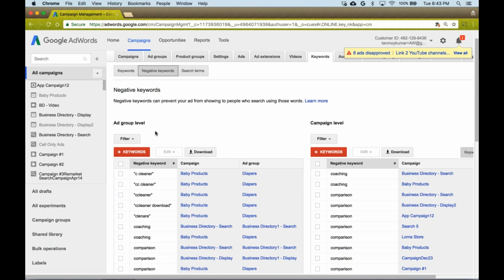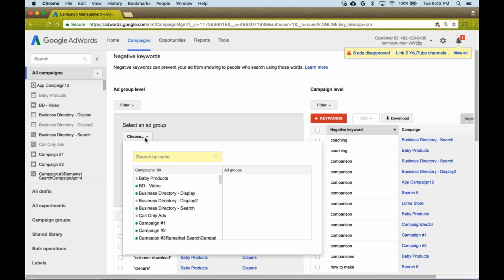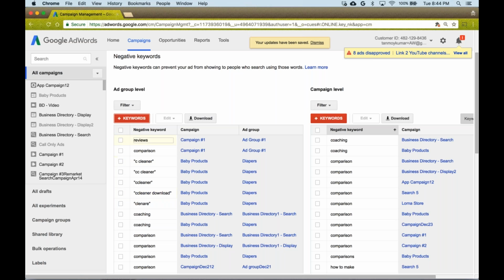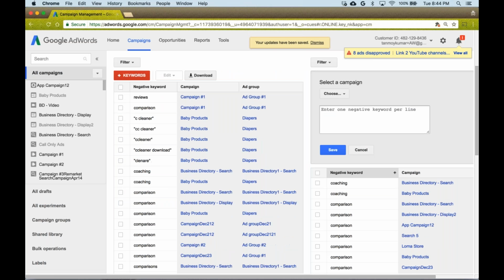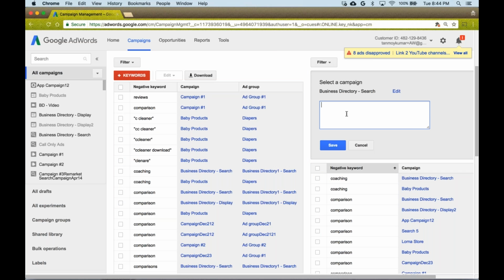If you're doing it at an ad group level, then you click on plus keywords, you select the ad group where you want to apply it. Select the campaign, select the ad group, and write the negative keywords. Similarly, if you want to do it at the campaign level, then you click plus keywords, select the campaign, and then just put the keywords out here.